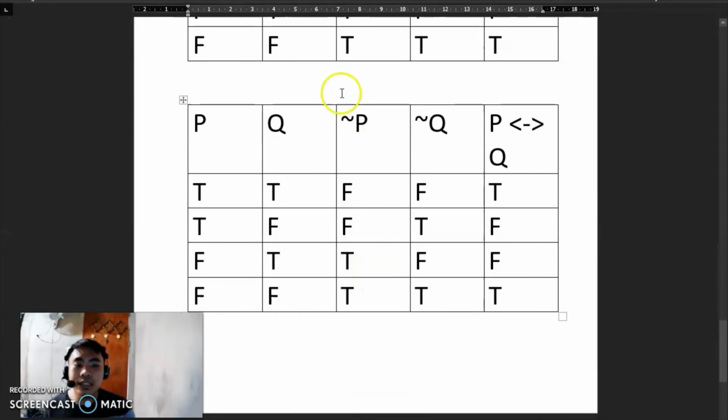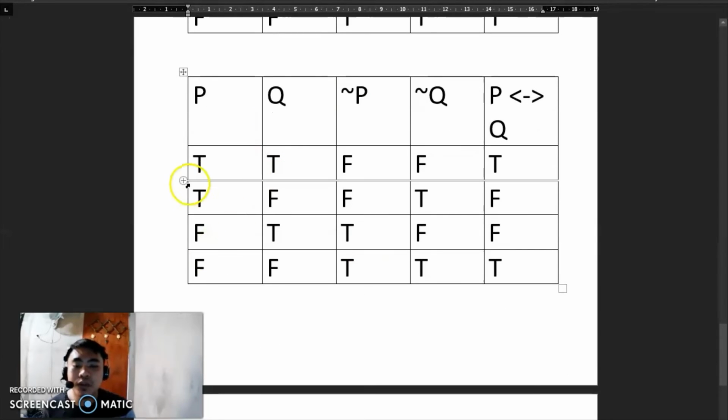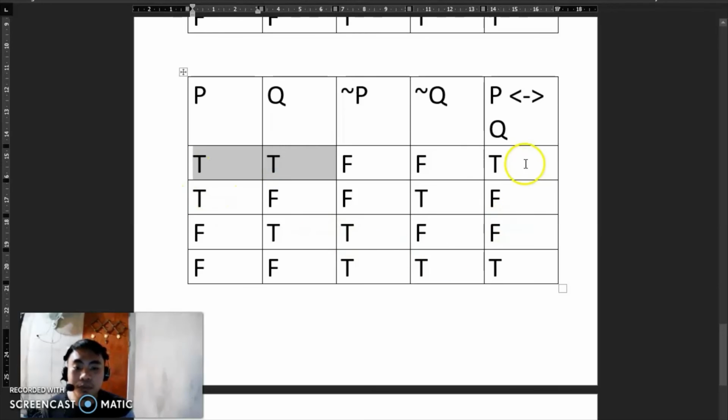And the last one is the biconditional. So, saka lang po tayo makakakuha ng true kapag parehas silang true at parehas silang false. So, at this point, we have both true, kaya true ang sagot dito. True, false, kaya false ang sagot. False, true, ang sagot ay false. And the last one is false, false, kaya ang sagot dito ay true.